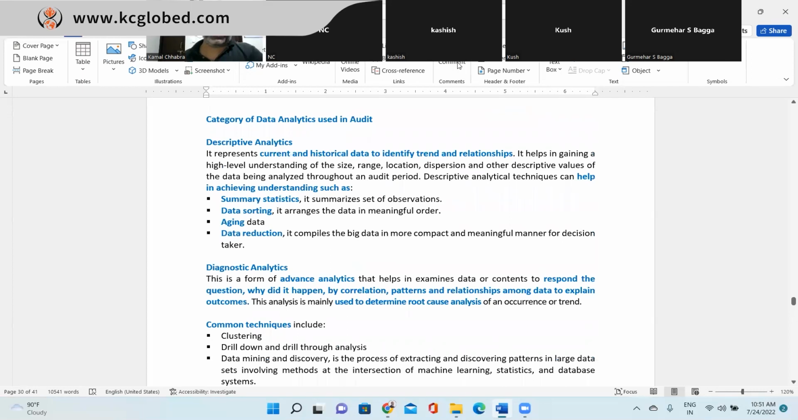Now coming to the category of data analytics used in audit. So there are different categories of data analytics used in the audit procedure. One is descriptive analysis. Have you heard about it? I think we discussed this one before as well, in chapter 3, I think, descriptive analytics. Do you remember what is descriptive analytics?